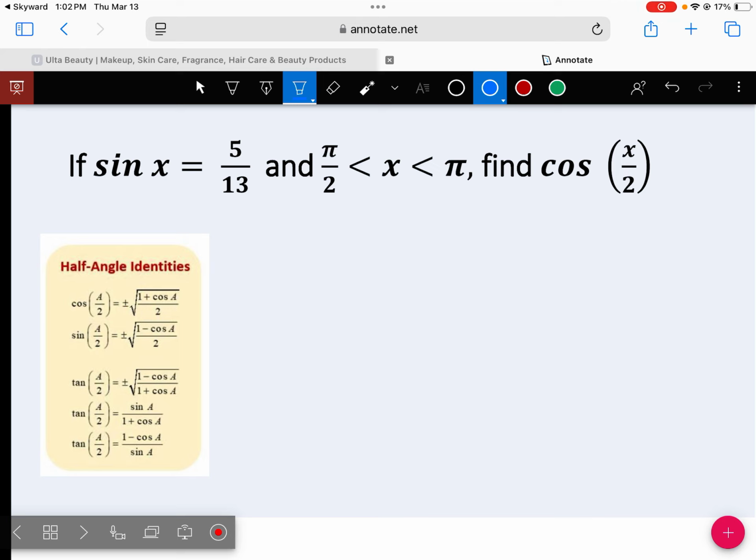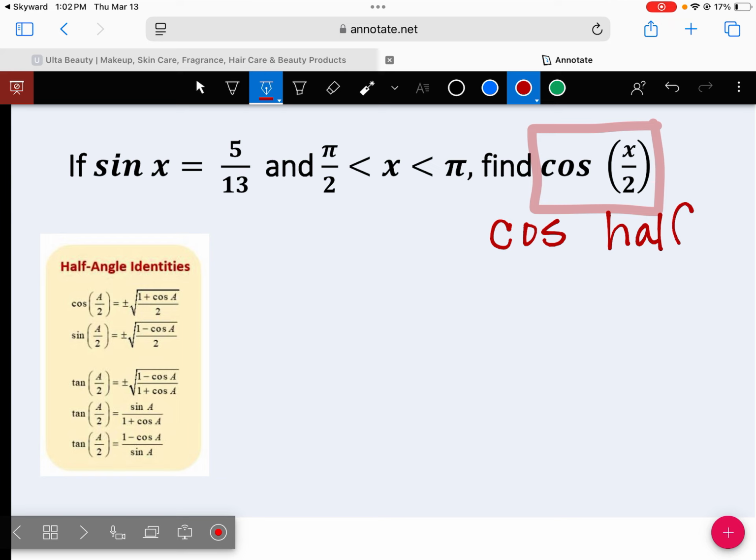I want you to notice that this one did not say in words that we're using a half angle. But how do I know from looking at the question that this is a half angle? It's divided by 2, right? Would you all agree that when you divide x by 2, you're cutting it in half? So this is asking for a cosine half angle. There's only one option for a cosine half angle, so this would be it.